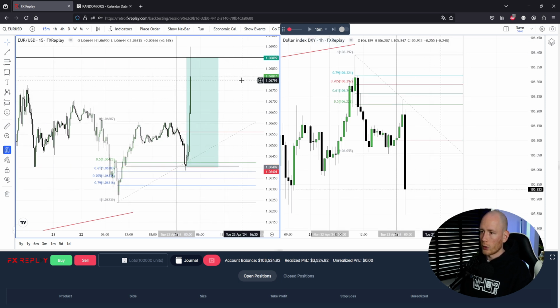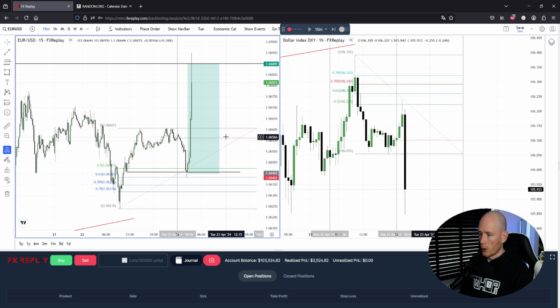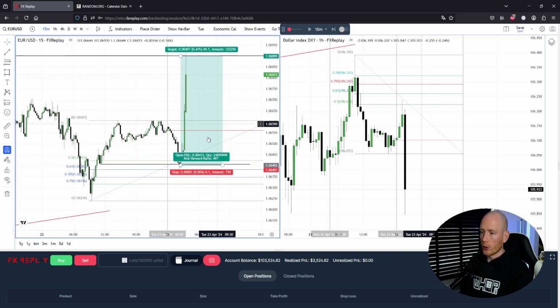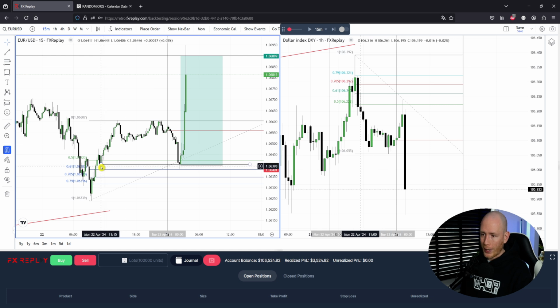Whoops. Oh, we took out the high already. Oh, okay. The trade is done. All right. That was a pretty fast one. So this is 3.5% in one trade. Very good. No drawdown at all, almost. Pick the right low, right?